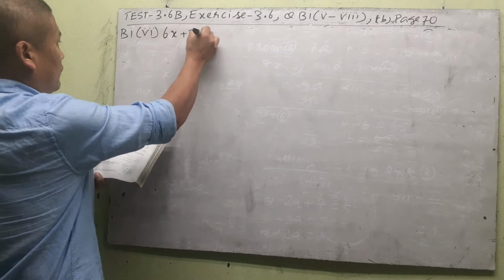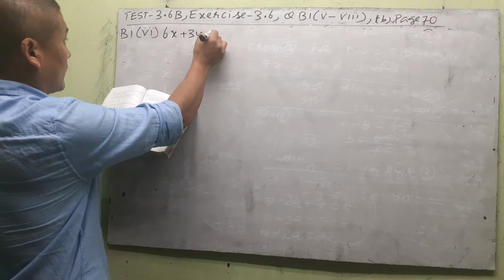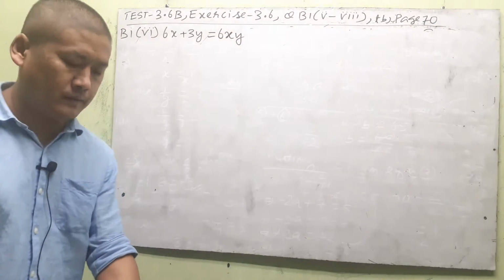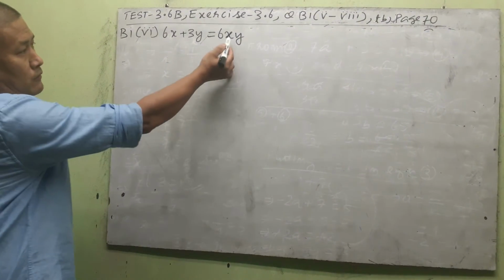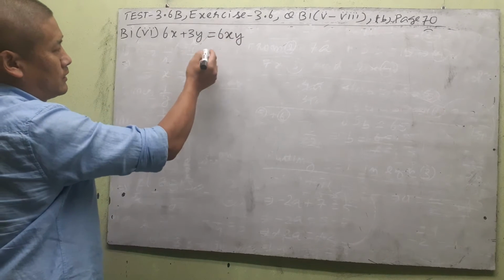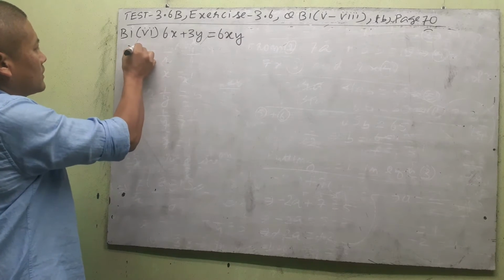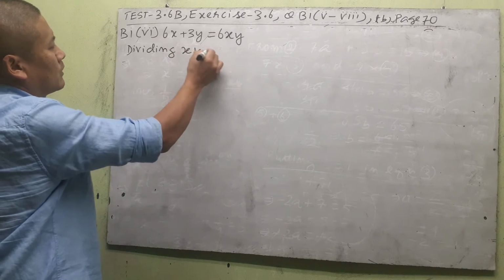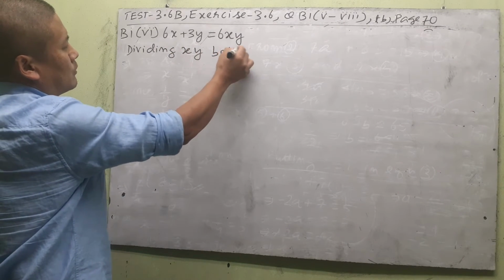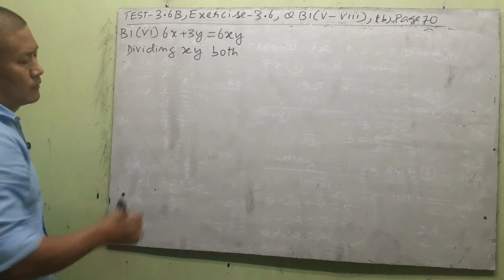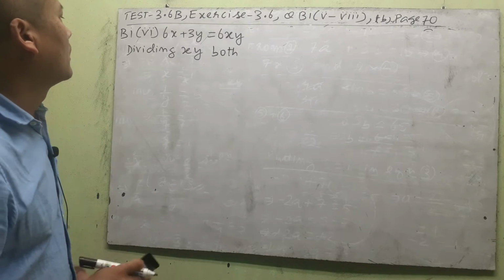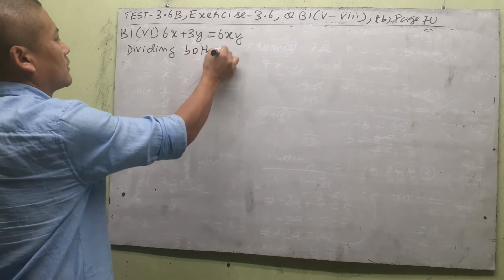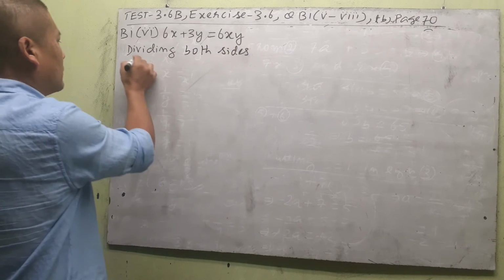6x plus 3y is equal to 6xy. So let's simplify this a little bit. We don't want this xy with 6, so let us divide both sides by xy to remove it. Dividing both sides by xy.